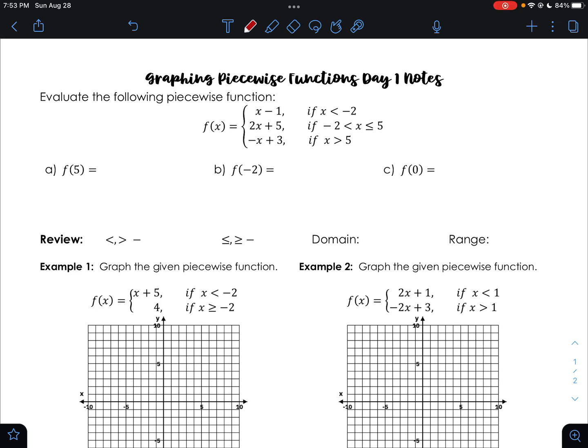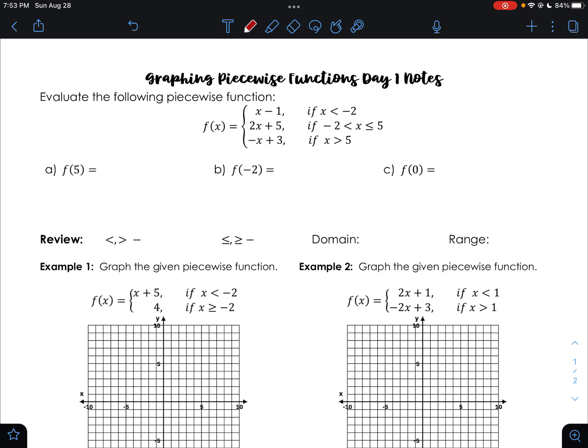Hi everyone, in this video we're going to be graphing piecewise functions. We're going to focus on linear functions today. So this first part was our warm-up. If you missed class today or you needed to re-see it, I'm going to go over what we did for the warm-up. So we're going to evaluate, which is what we did the day before.